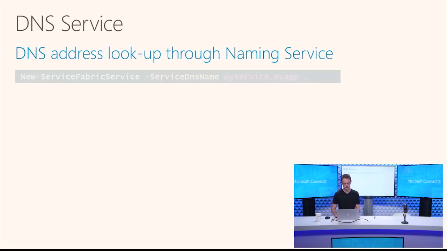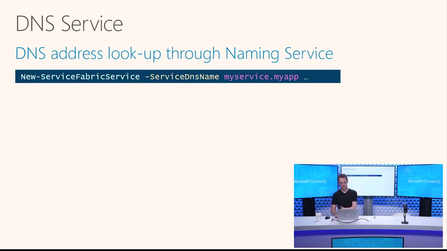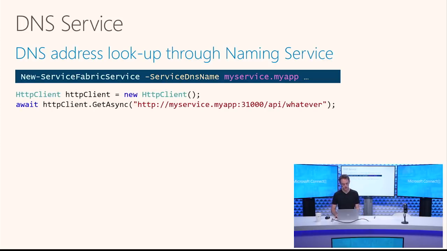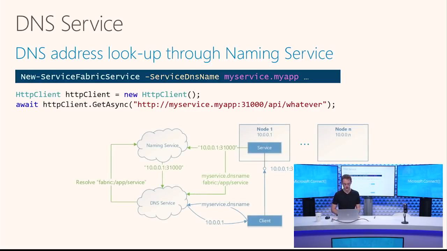So the DNS service, the way this one works is very simple. When you create the service, you can specify a DNS name, and then when you write your code, you just say, well, I'm just going to make an HTTP request off to that DNS name, and then let the DNS service figure out where that IP address actually is. And this does use the naming service. As we saw earlier, everything goes through the same pattern of using the naming service to look up an address and then figure out where to go.